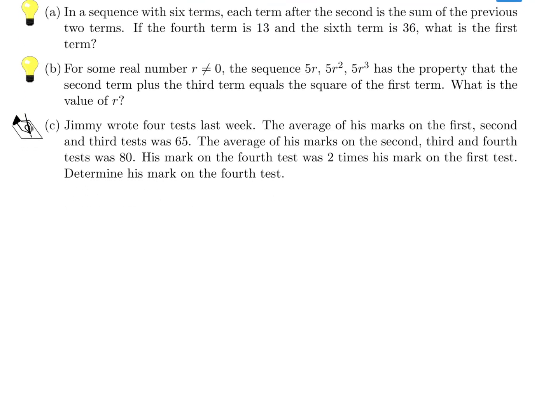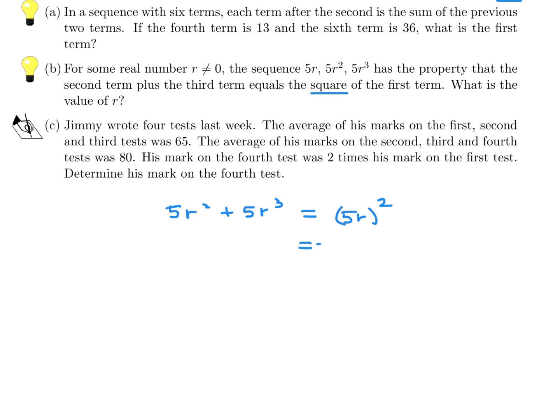For some real number r not equal to 0, the sequence 5r, 5r squared, and 5r to the power of 3 has the property that the second term plus the third term equals the square of the first term. So let's put that in an equation. The second term, which is 5r squared, plus the third term, which is 5r to the power of 3, is equal to the square of the first term, so 5r all squared. So that is the equation according to the sentence in the question.